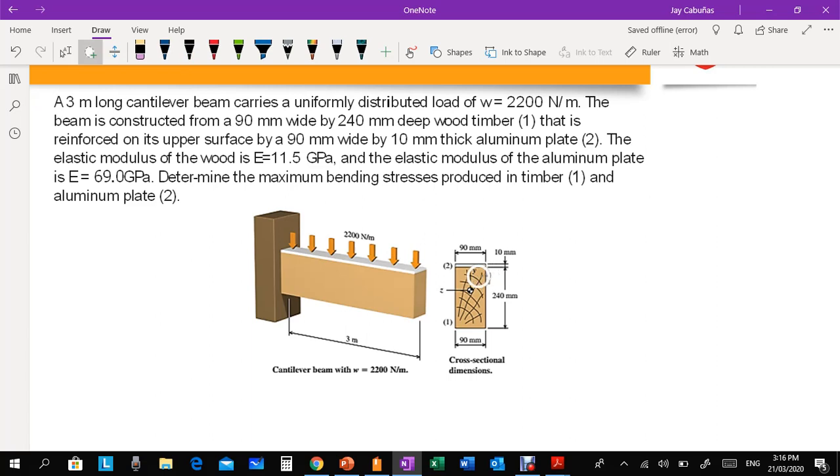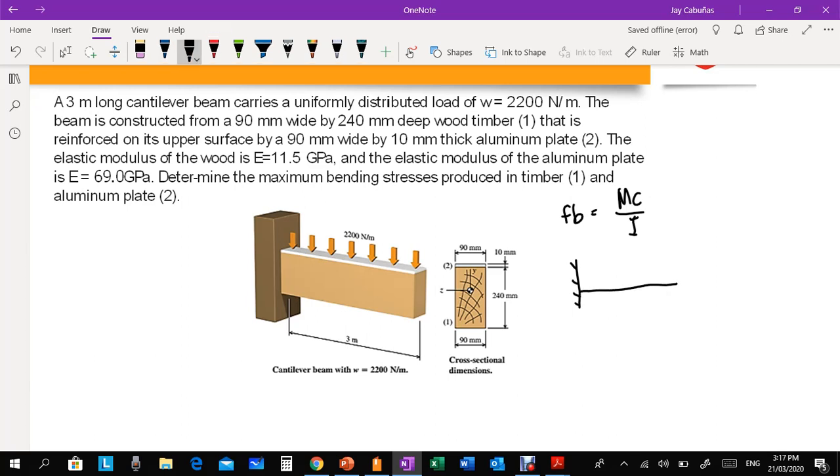So we determine the flexural stress for each material. Now, since they have different materials, i-convert na nato ang isa sa ilaha into similar material rather. However, we get first the maximum moment. Syempre, di ba? From our formula, FB equals MC over I, we need to get the M. Now, take note, this is a cantilever beam.